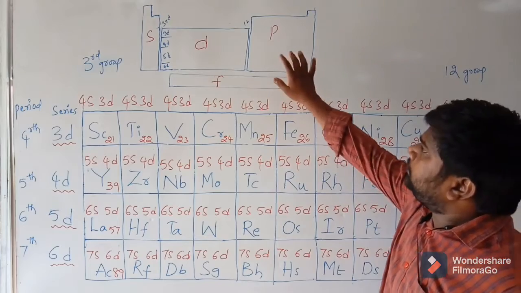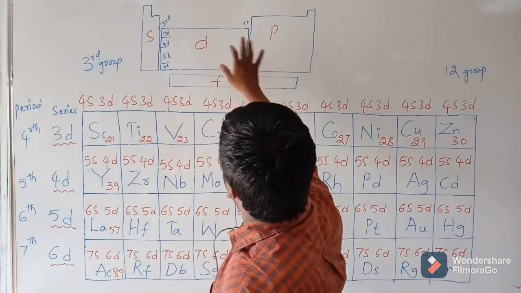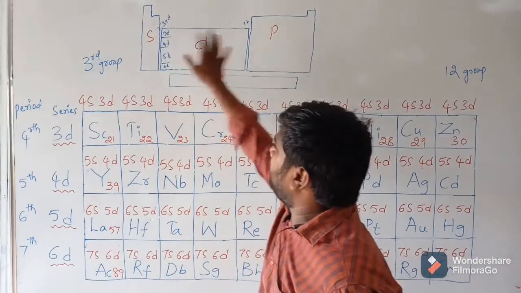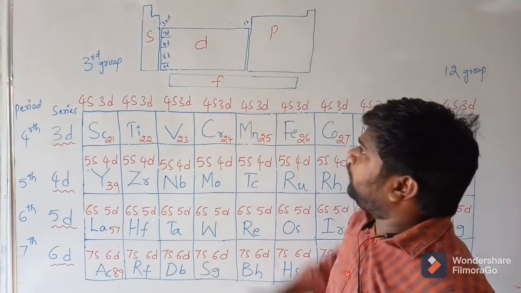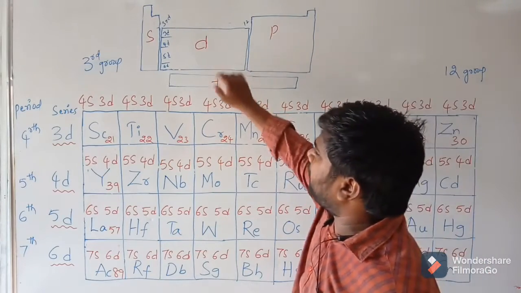So in this table we have S block, P block, D block, F block, according to the orbital where the differentiating electron is present. In this discussion, we are going to discuss the D block elements.